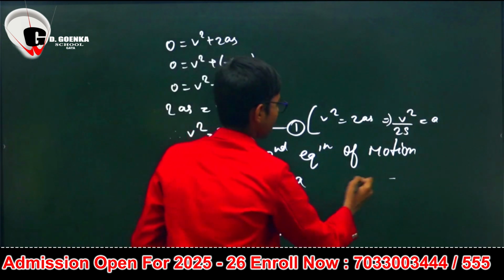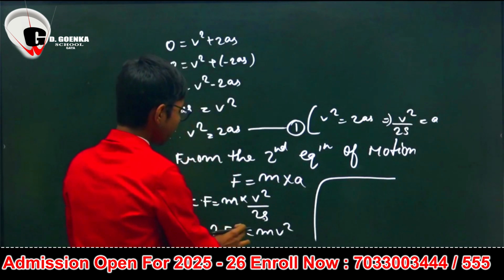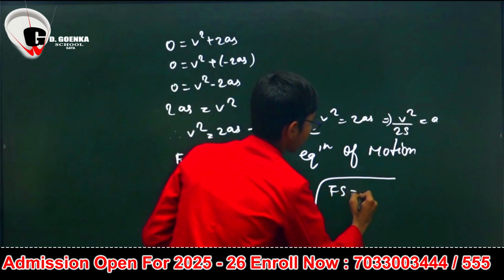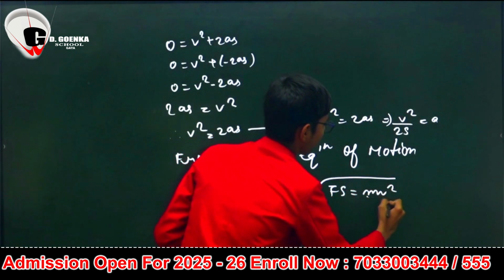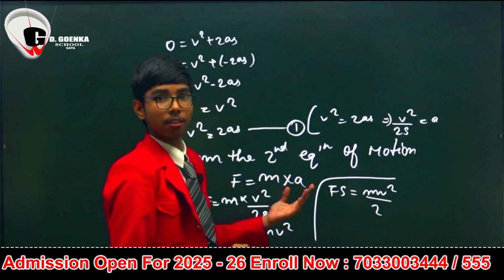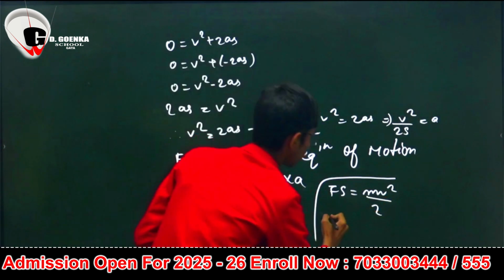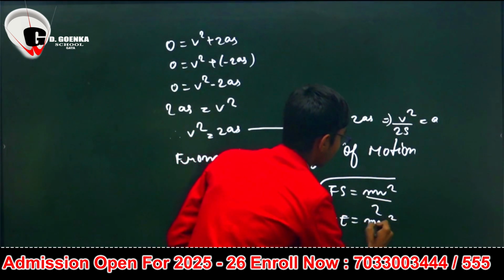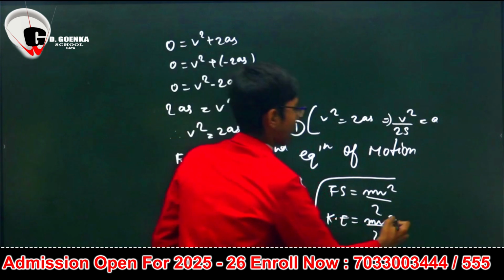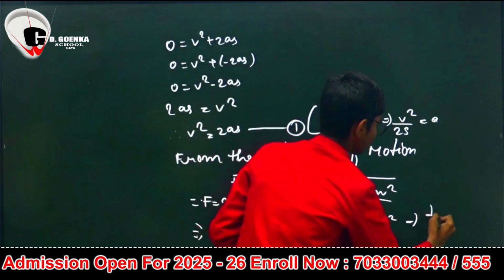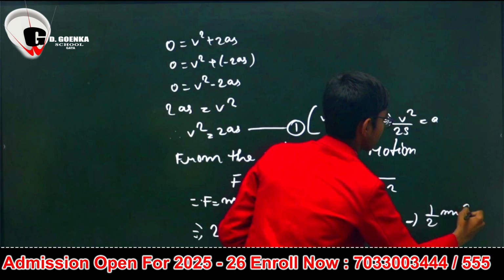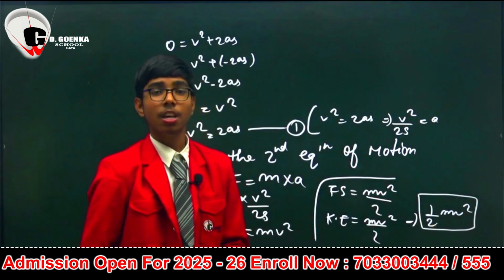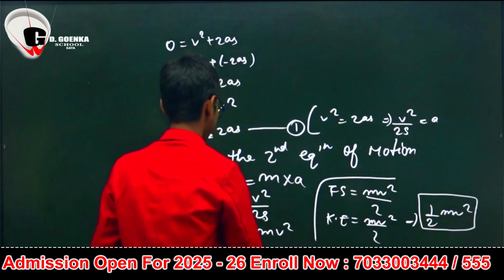So now let's move ahead of this. So Fs, 2 is again in the multiplication, so we will bring over here Fs is equal to mv square by 2. And what is Fs? Fs is work done, and work done is equal to kinetic energy. So we will write kinetic energy is equal to mv square by 2, and this can also be written as half mv square. So here we have derived the formula of kinetic energy. So now let's move to some numericals.